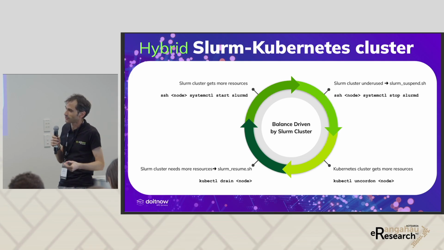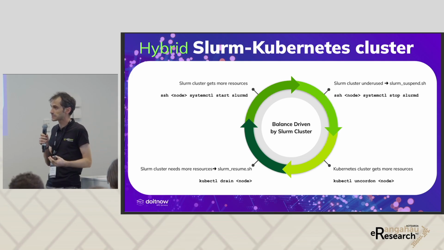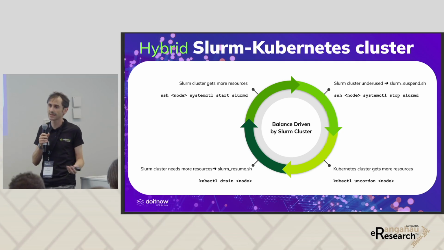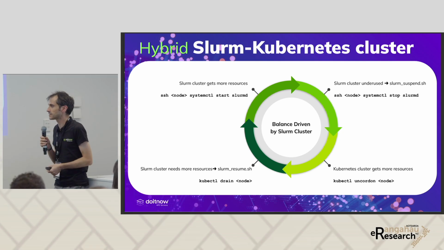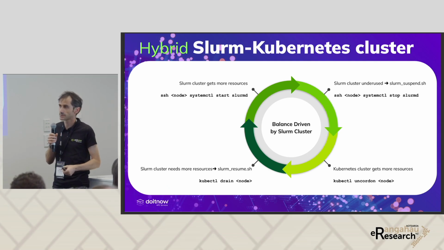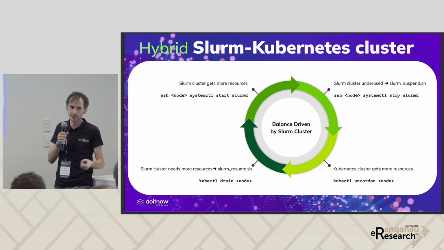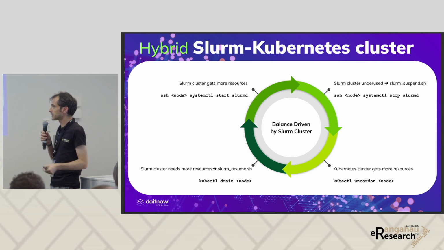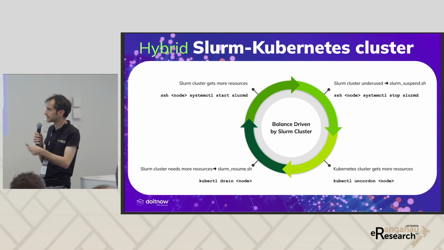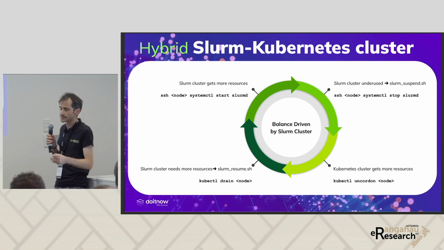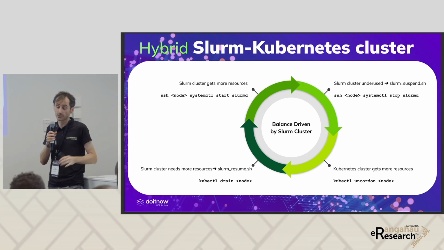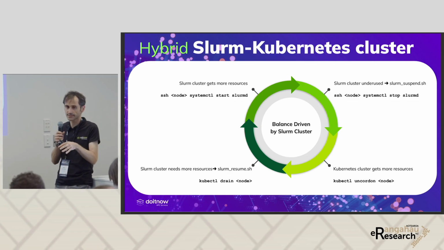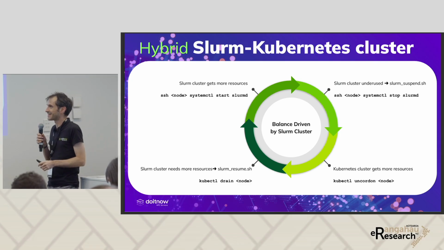And then, on the other end, when the time comes where Slurm actually needs more resources, it will request Kubernetes to release some of the nodes when available, and then it will resume the operation of the Slurm daemon to get those nodes back into the HPC batch scheduling realm. And that's how we're able to balance the usage of the two platforms on the same bare metal infrastructure. So this is from the hybrid perspective.